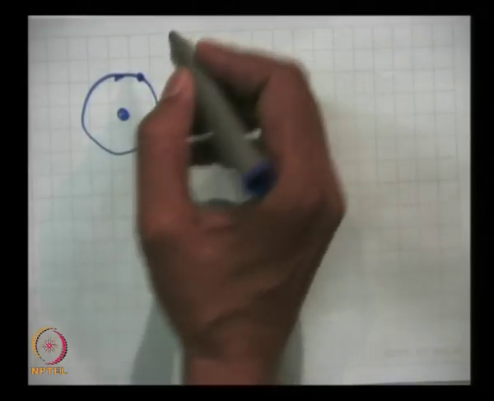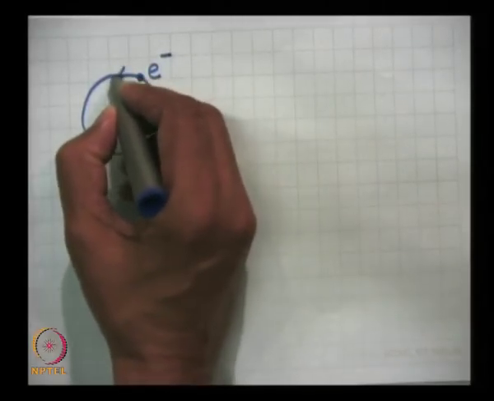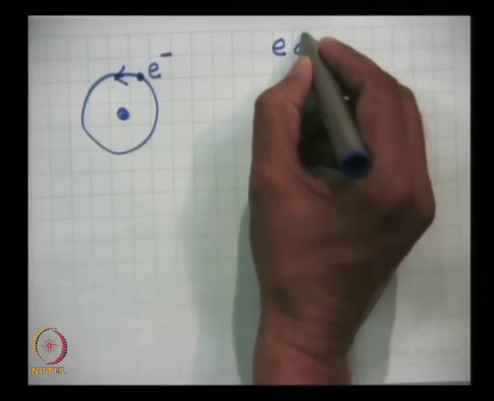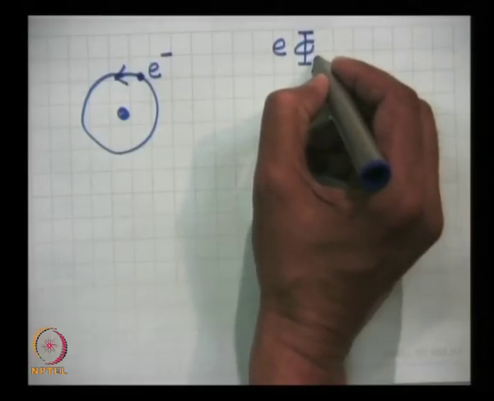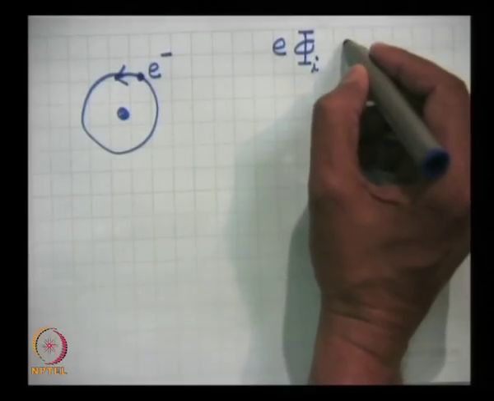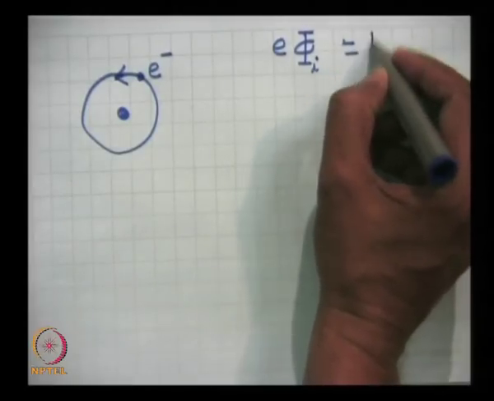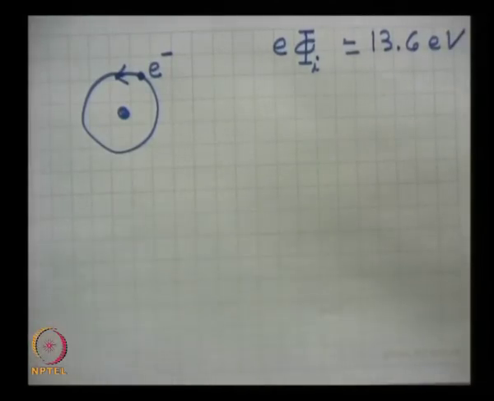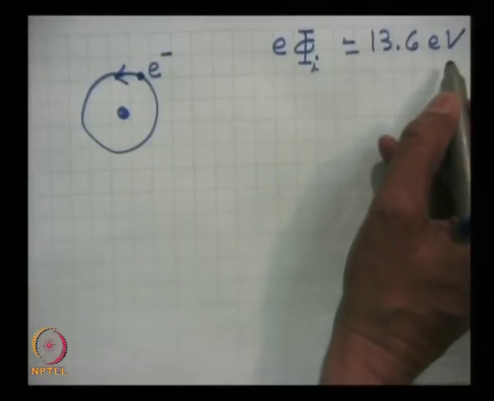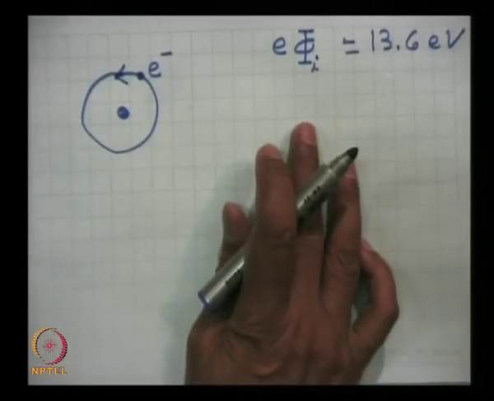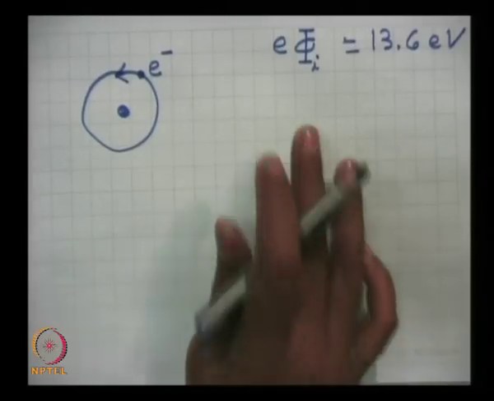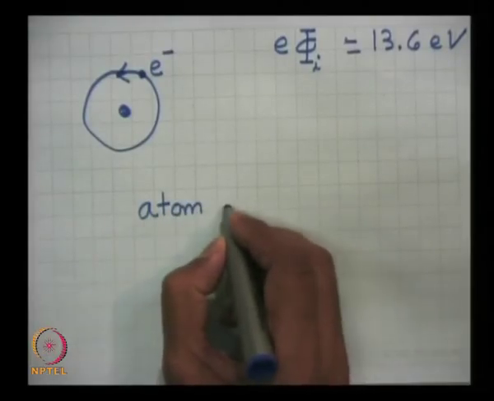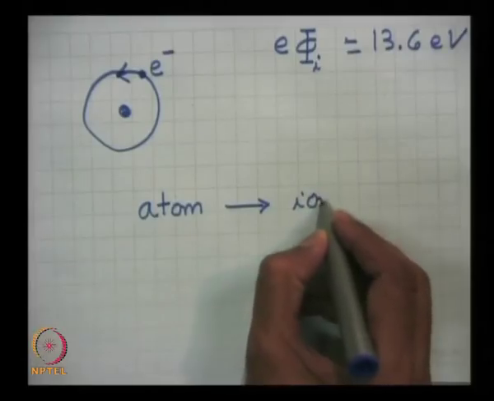For the case of hydrogen, if you want to render this electron which is rotating like this to be free, you require an energy which we call as ionization potential phi multiplied by electron charge. This should be about, for hydrogen, 13.6 electron volt. So, you require colliding atoms to have energies of the order of 13.6 electron volt, then they will be ionized, they can ionize each other, or one of them will be ionized in collision. So, when an atom gets ionized, then the atom gets converted into an ion plus an electron.